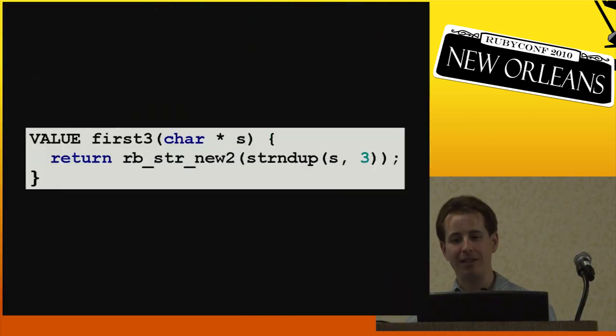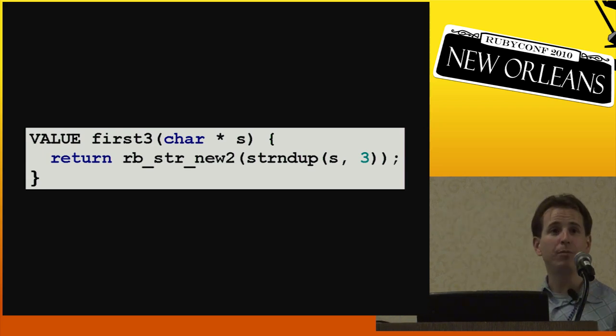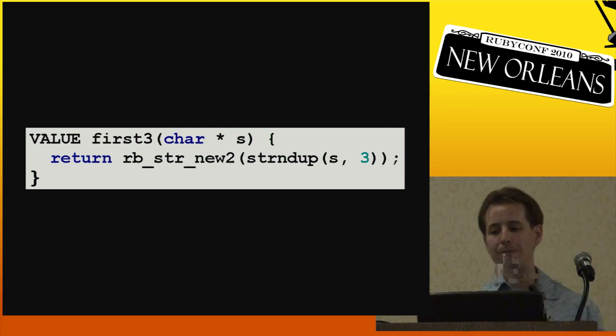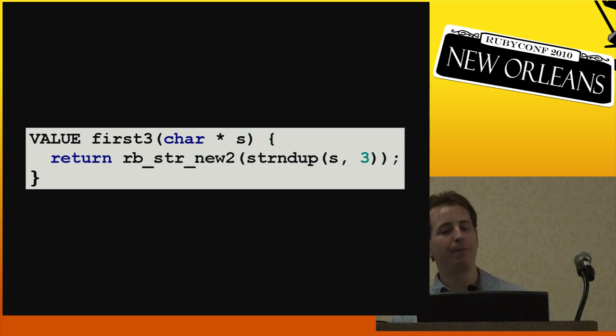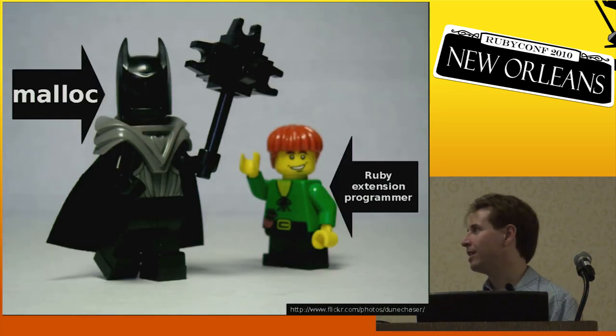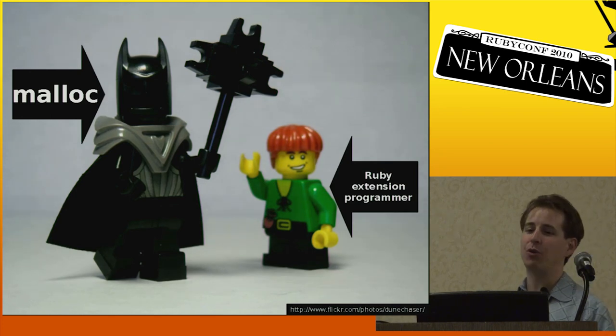Here's a simple, stupid example. You take a C string, and you want to create a Ruby string for the first three characters. This leaks because strndup calls malloc, which allocates new memory, but the return value is passed to rb_str_new2 and never freed. So basically, if you are a Ruby C extension programmer, malloc is your enemy.